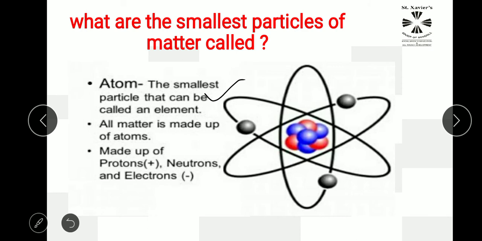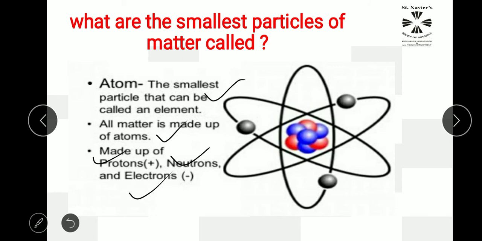That can be called an element. All matter is made up of atoms, students. Now when we talk about atoms, they have protons, neutrons and electrons. Atoms are made up of protons, neutrons and electrons, students.